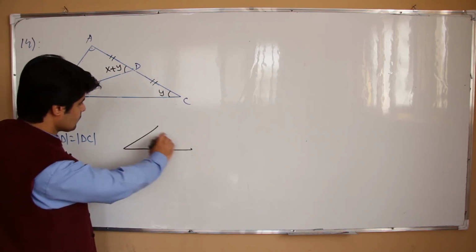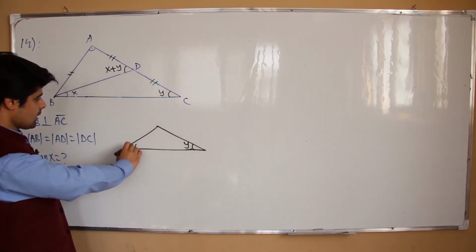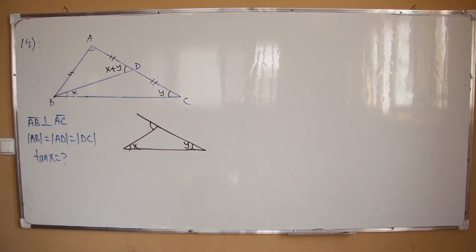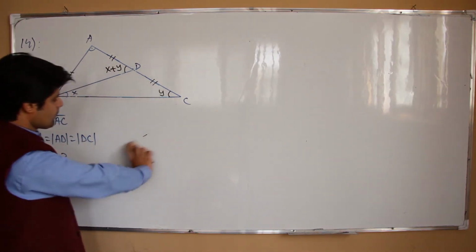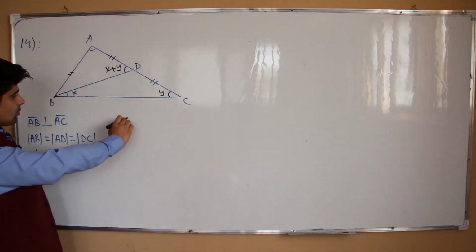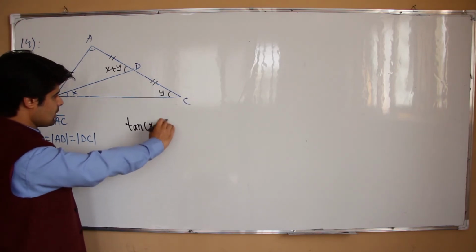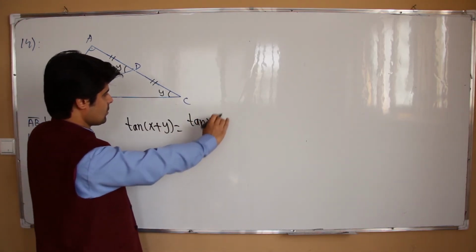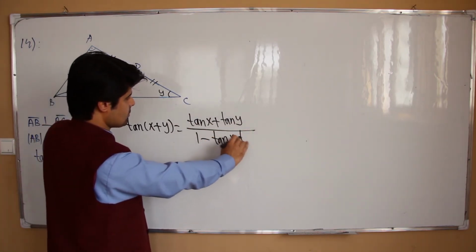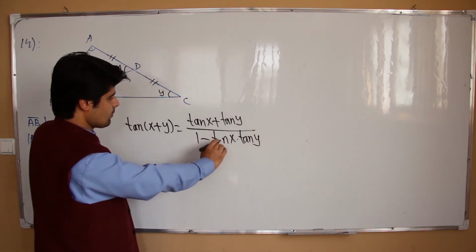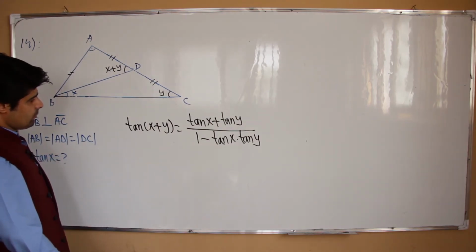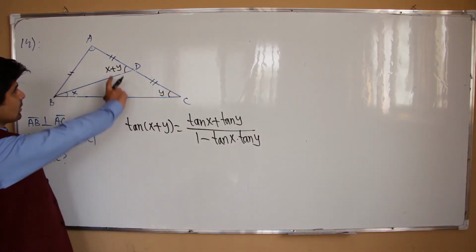Listen. This is y, this is x. Now what is this one? This one is the summation of these two. Am I right? Yes. I think you have got it. Now x plus y. If I define tangent of x plus y, what is this one? It is tangent of x plus tangent of y divided by 1 minus tangent of x times tangent of y. Am I right? Yes.